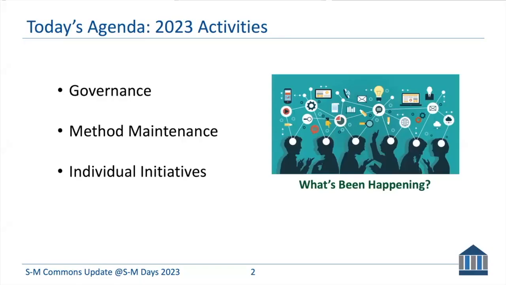Our agenda today will cover these community activities. First, we'll look at the governance activities that help provide some direction and organization for the community. Next, we'll take a look at the method maintenance activities that consider issues members raise with the method. And finally, we'll take a look at activities members of the community have initiated on their own. One, to highlight them, give them some visibility, and two, to provide a shout out to folks taking initiatives like this. So first, let's look at governance.